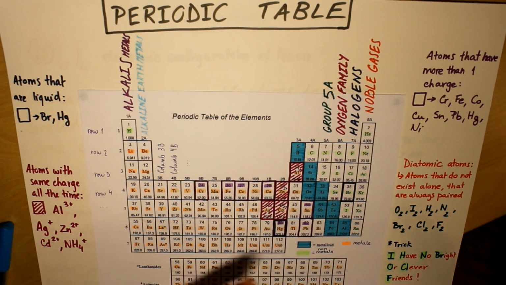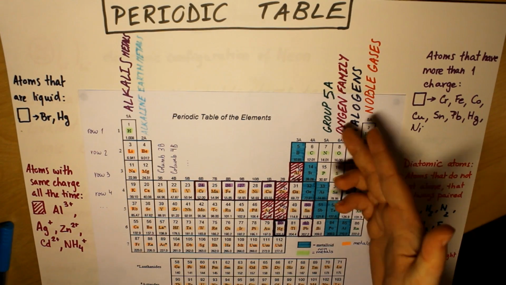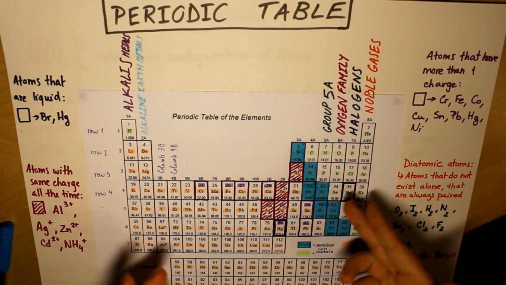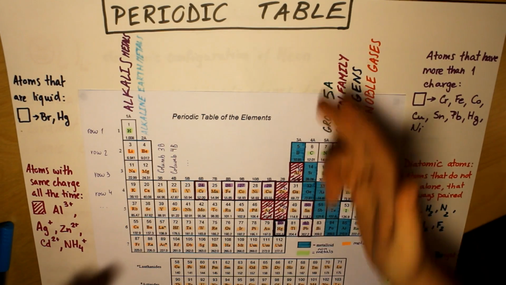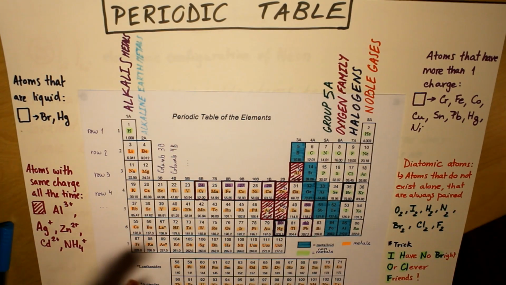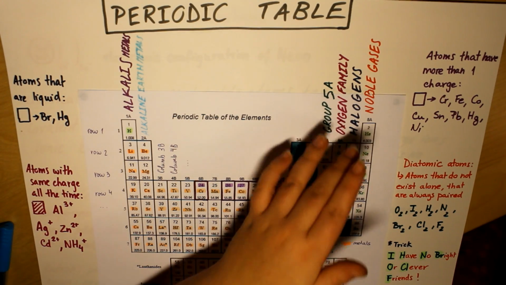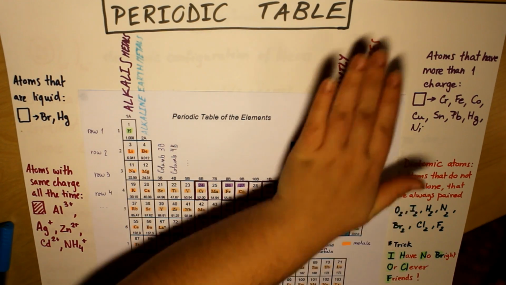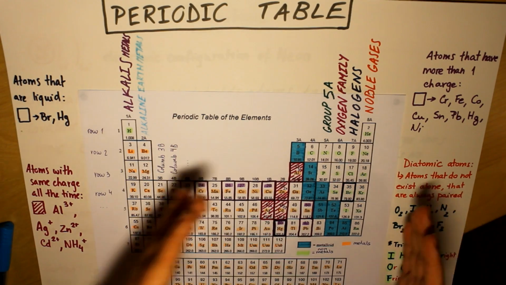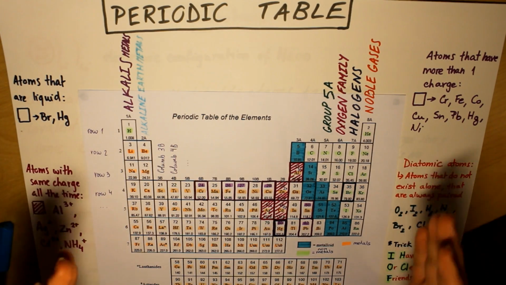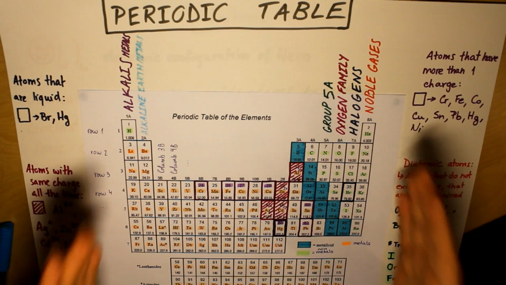7A. Or you could also call them, as this one is called, the oxygen family, or the nitrogen family, or the carbon family, or the boron family, and so on. So this is called halogens, and this last one is called noble gas, and it's what every element wants to achieve. It wants to be like the noble gas.